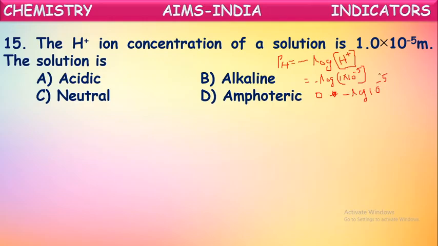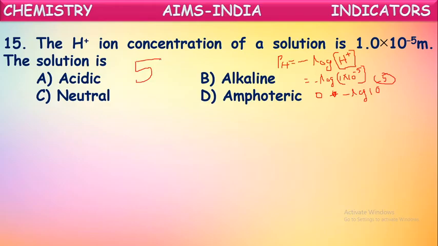So this numerator is in the form of log A power B. This B comes in front as the quotient. So minus 5 comes in front. It becomes minus into minus 5 log 10. We know log 10 value is 1. So the total value becomes 5. So we are finding here the pH value as 5.